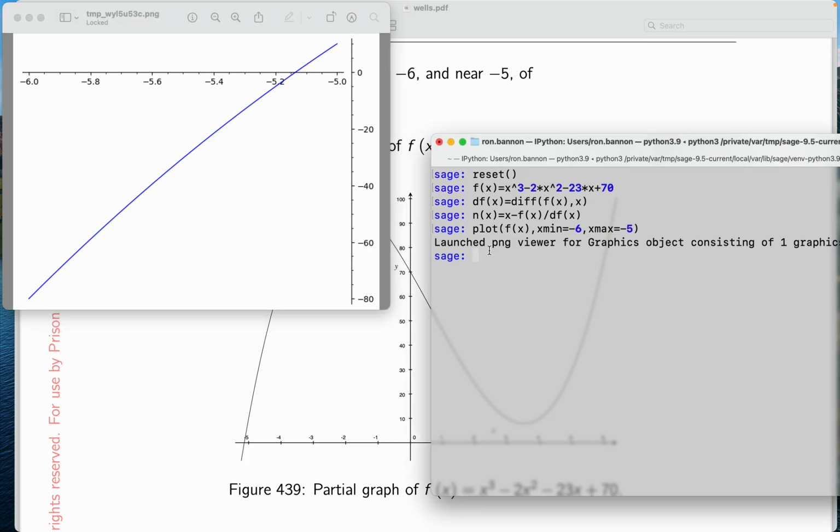Let's do x naught. Whoops, sorry about that. X naught to be minus 5 point, let's see, I'm going to say 1, 5. All right? Let's hit return. And now what we're going to do, we're going to get another guess, x1, equals Newton's method evaluated at x naught. And I want to display x1. Certainly there's going to be a slight change, and there is.